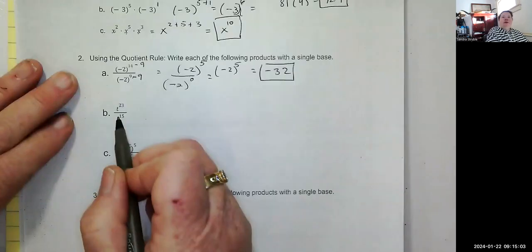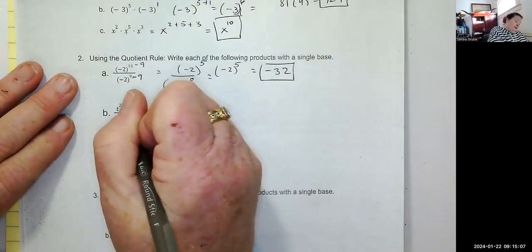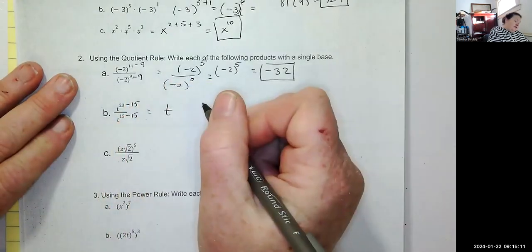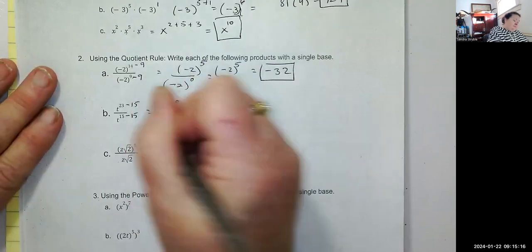All right, t to the 23rd over t to the 15. We're going to subtract 15 because the 23 is positive. And we get t to the what? 23 minus 15. That would be 8. Yep.